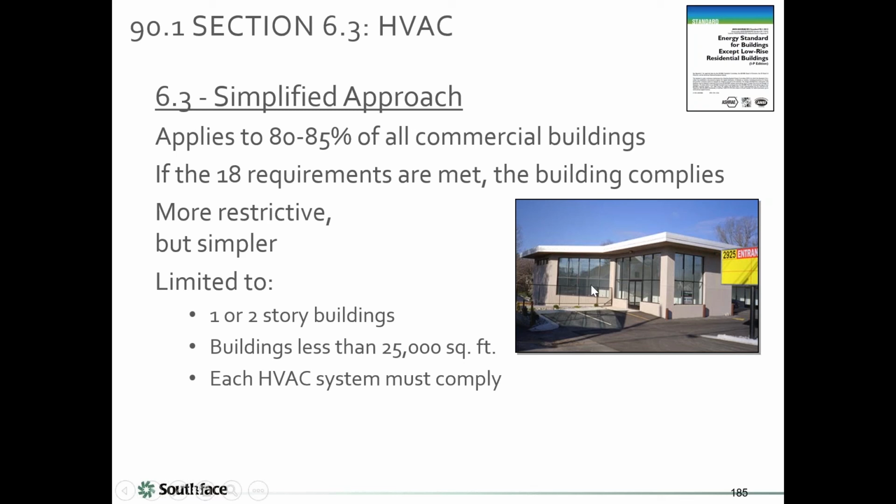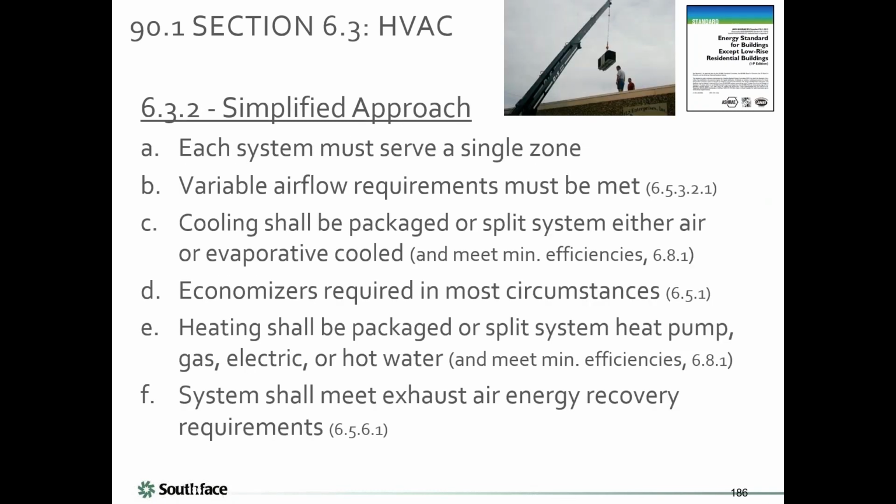This is a classic example. It's a 1 or 2 story building under 25,000 square feet, and of course, all the HVAC systems have to comply, but it's pretty standard, like packaged rooftop equipment, that kind of stuff. So single zone, each system has to serve a single zone, so it's simple systems, packaged rooftop splits, things like that.